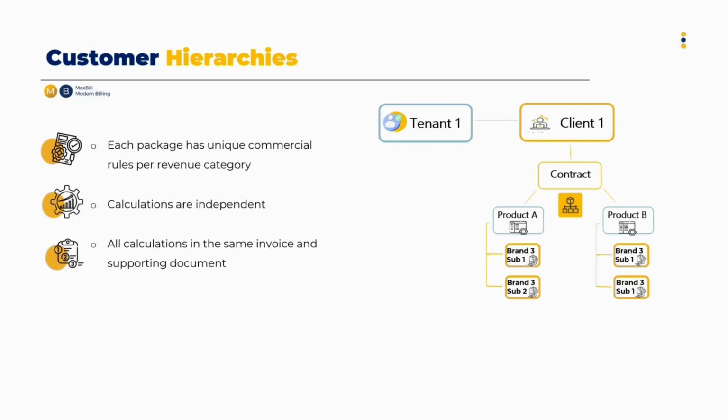However, when billing is executed, all calculated results can be consolidated into a single invoice and supporting document. This gives you flexibility internally, while maintaining clarity externally. You get structured segmentation at the calculation level, but unified financial presentation at the invoice level. That's the key purpose of the hierarchy model.